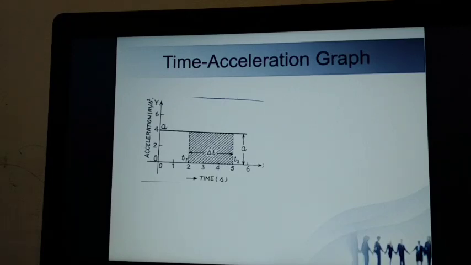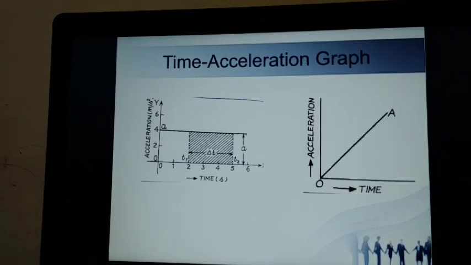Okay, so the area under the acceleration time graph, what will be that? A multiplied by delta t. The pattern is very similar. From t1 to t2, A remains constant. So t2 minus t1 taken as delta t multiplied by A is the area of the shaded portion. So A into delta t is equal to delta v, because A is equal to delta v by delta t. That is, change in velocity you can find as the area under the acceleration time graph.